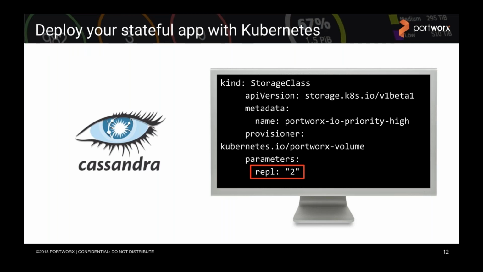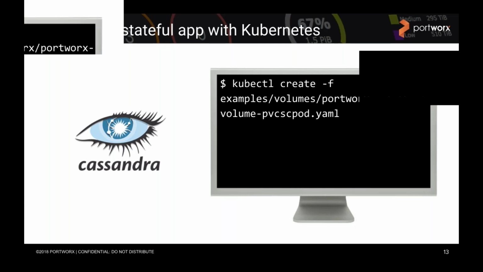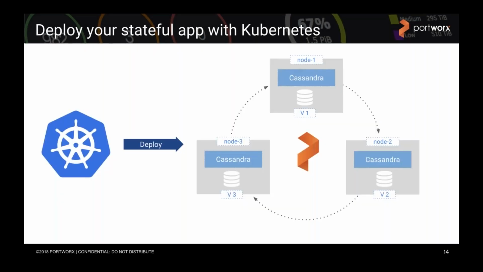I could also include snapshot policies, other policies that I would want uniformly applied to my Cassandra database from an operations perspective. So once I have that storage class, I am going to create another file called a persistent volume claim, which will reference that storage class. And then I can create my deployment again within Kubernetes. And all of a sudden, I have a multi-node Cassandra cluster deployed using Kubernetes and with persistent volumes provisioned by Portworx.